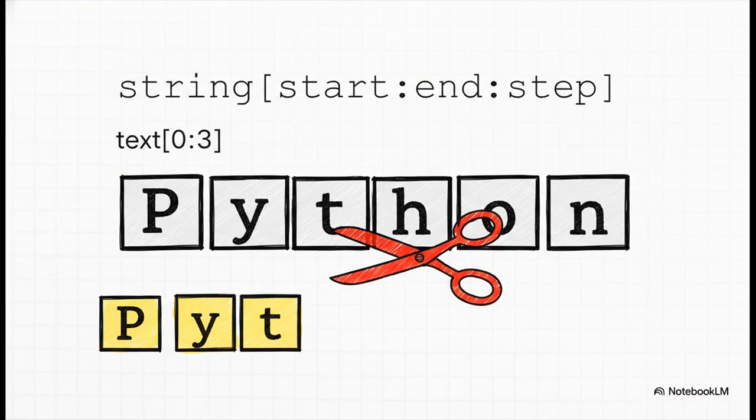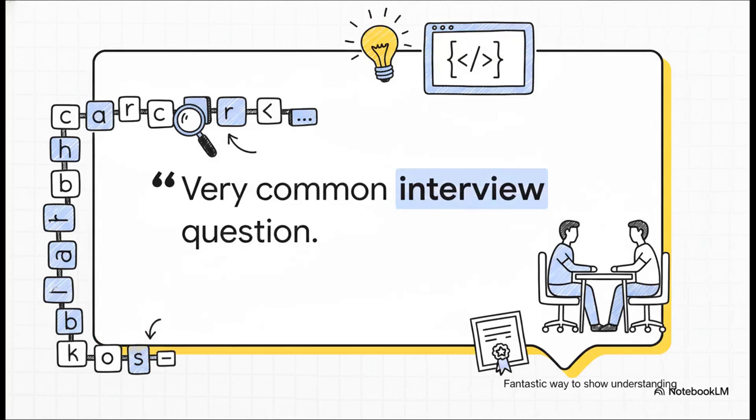The syntax looks like this: start, end, step. Now, the most important thing to remember, and this trips people up all the time, is that the end number is where the slice stops, so it doesn't actually include that character. So text[0:3] gives you PYT, stopping before index 3. And if you leave the start or end blank, Python just assumes you mean the very beginning or the very end of the string.